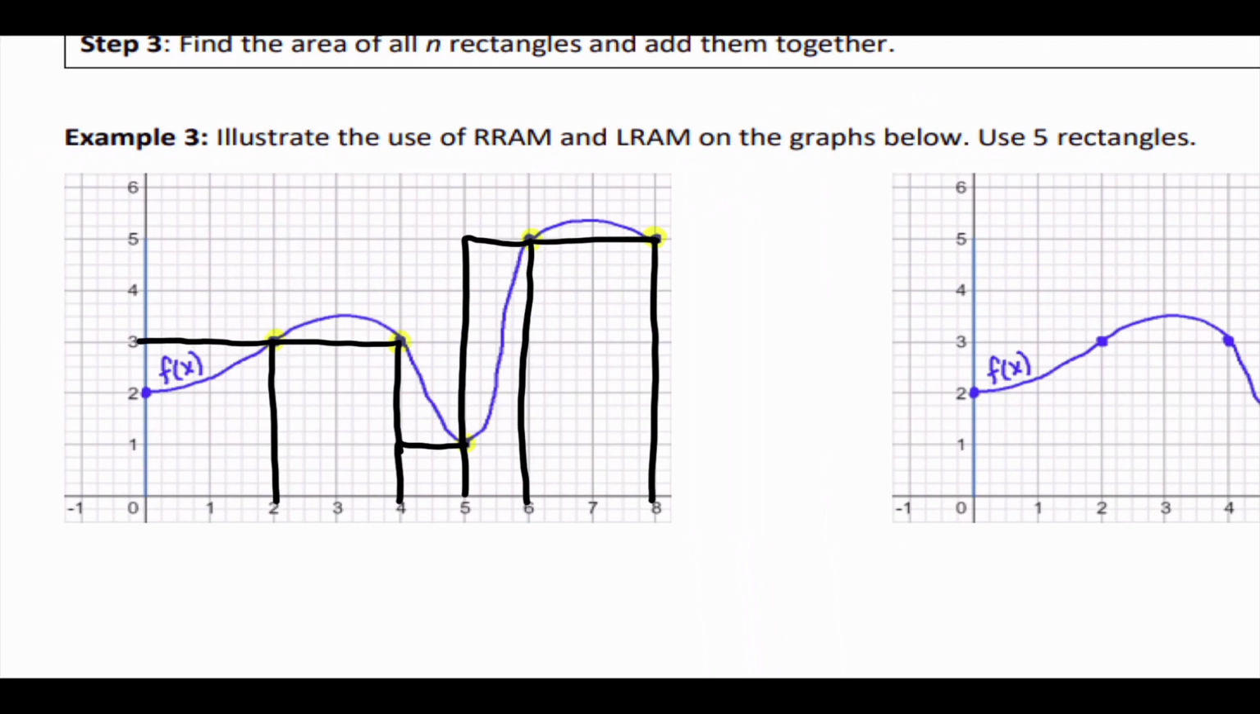Okay. So the next thing is find the area. 2 by 3 is 6. 1 by 1 is 1. 1 by 5 is 5. 2 by 5 is 10. So 15, 16 plus 12 is 28. So around 28.